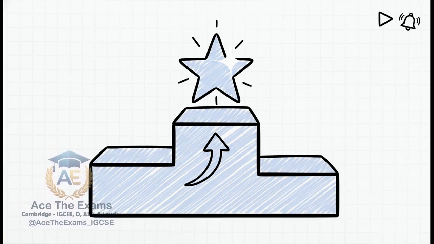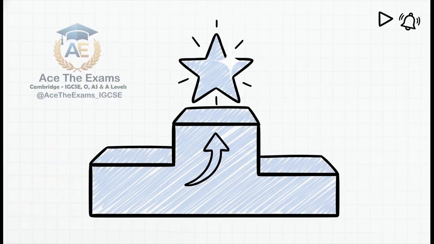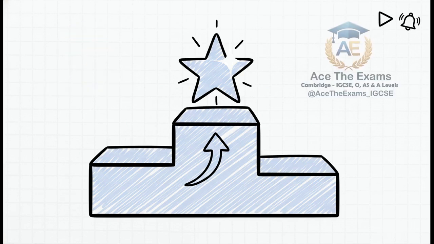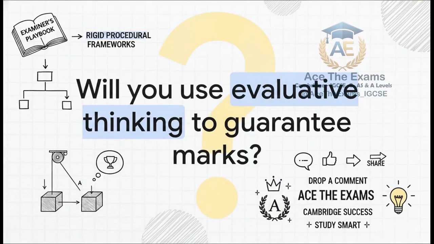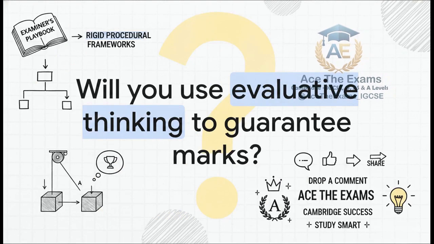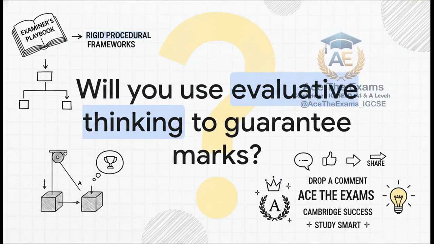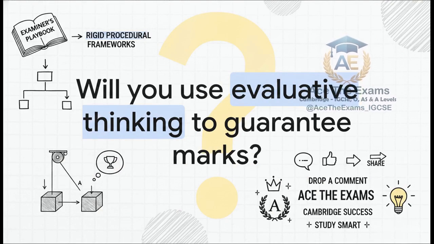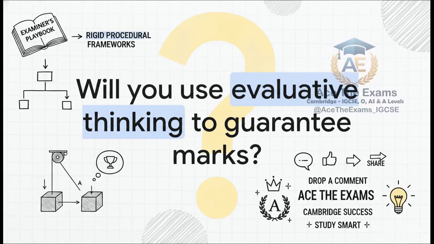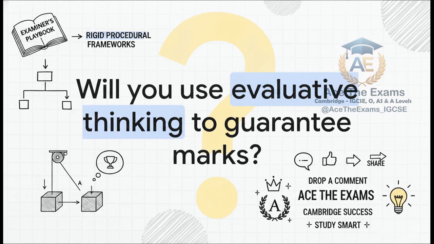You have to put the reps in. You have to train your brain to recognize unfamiliar contexts instantly. So here is the final question for you. Will you rely on just trying to find a numeric answer, or will you use our procedural framework, comparative connectives, and evaluative thinking to absolutely guarantee every single method mark on your next past paper?